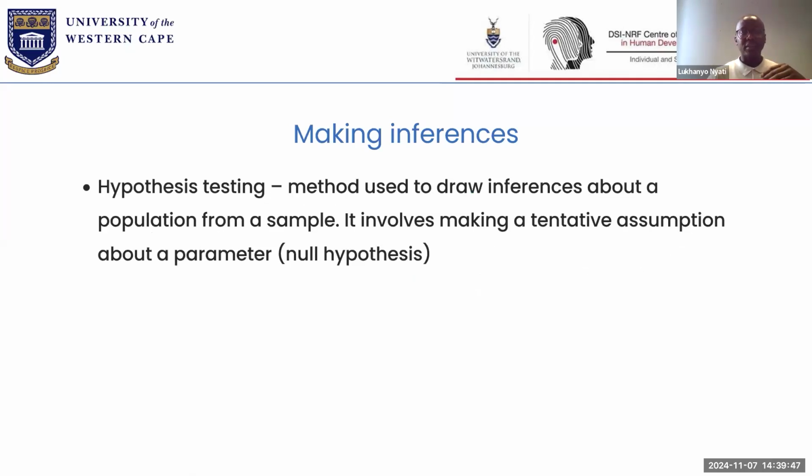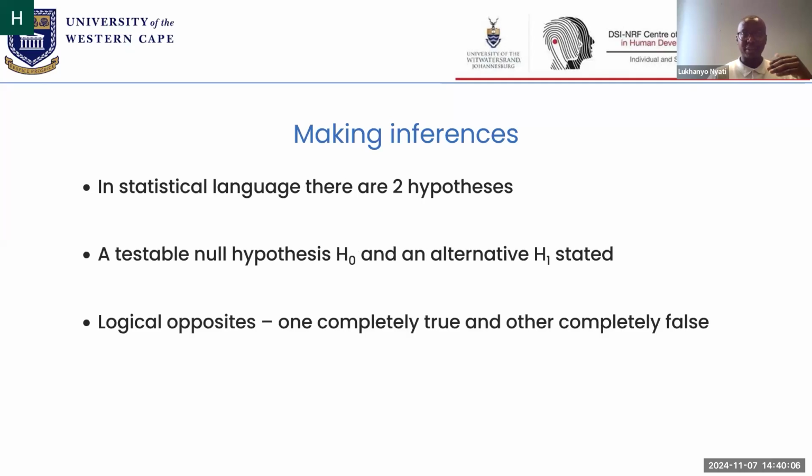All right, and so I said earlier that inferential statistics uses this method of hypothesis testing, which is a method used to draw inferences about a population from a sample. And it involves making a tentative assumption about a parameter, which is the null hypothesis. So there are two hypotheses that you will be testing. Maybe you've heard about the null hypothesis and the alternative hypothesis, which are completely different. So the null hypothesis is a hypothesis of no difference, and the alternative hypothesis is a hypothesis of difference.